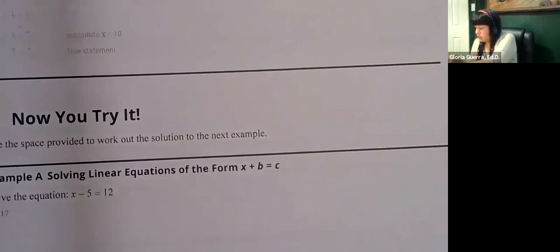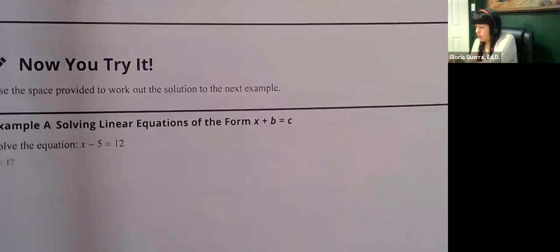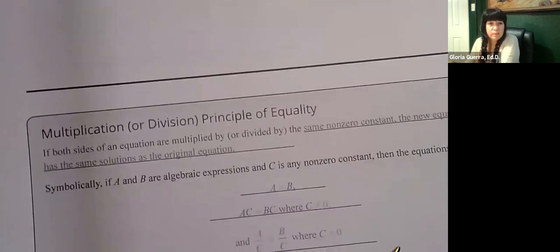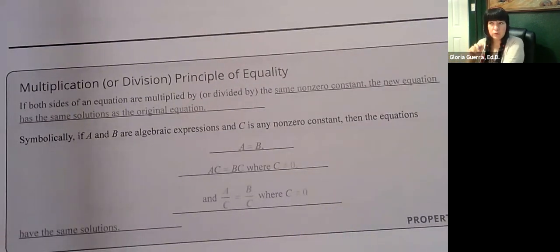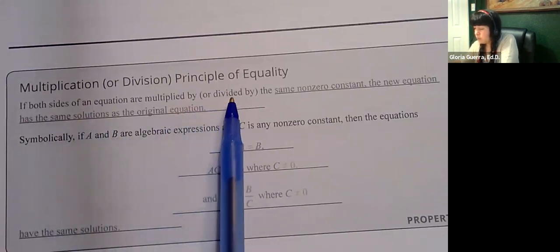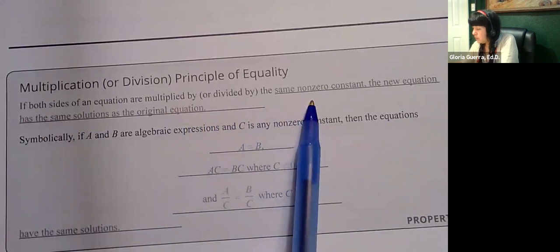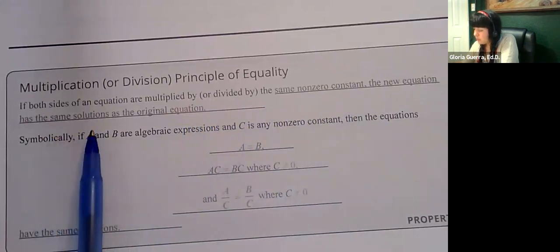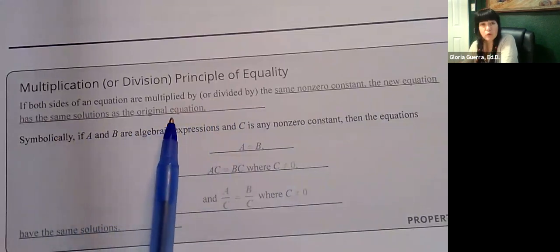And then down here at the bottom, they have the multiplication and division principle. So first we always try to do the addition and subtraction properties, but then after you've exhausted that, then you try to multiply or divide. It says that if both sides of the equation are multiplied by, or they could be divided by, the same non-zero constant, the new equation has the same solutions as the original equation.